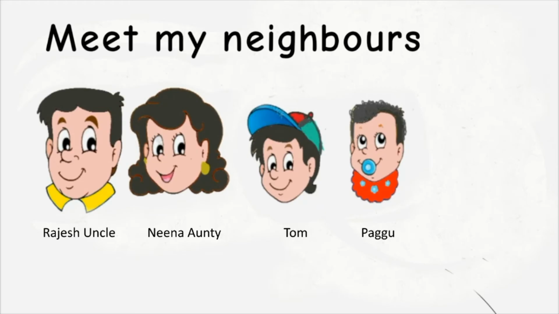We are going to learn the concept of atomic mass unit using a simple example. See, these are my neighbors. Rajesh uncle, Neena auntie, Tom and Pagu. We are interested in the weight of these people. Rajesh uncle is 60 kg. Neena auntie is 50 kg. Tom is 25 kg and Pagu is only 5 kg.